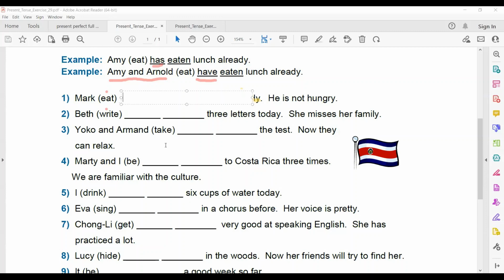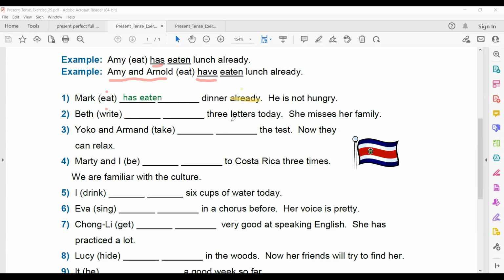So, Mark is he, singular, has eaten. Eaten is an irregular verb. Okay, so this is the easiest way to identify the tense in similar exercises, tasks, by finding the time marker in a sentence. Let's look at number 2. Same.